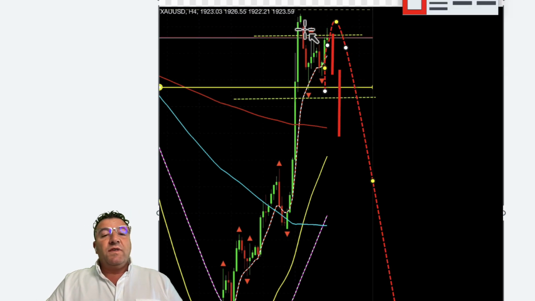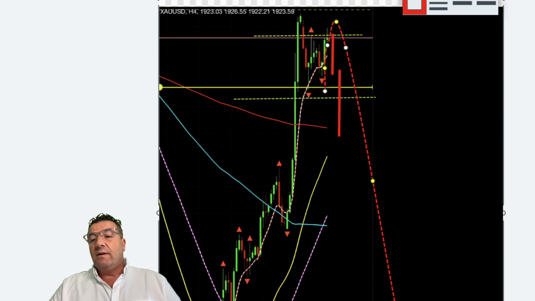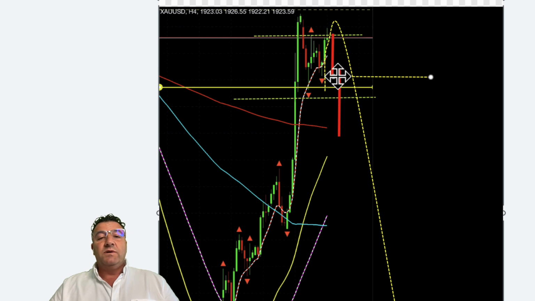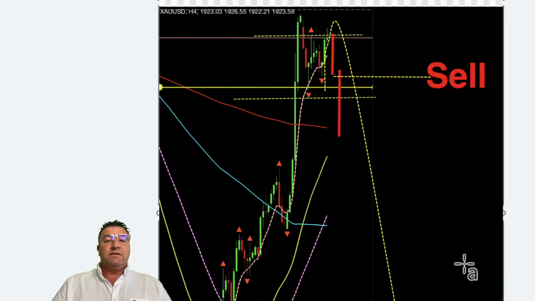So what do I do with these? What do I do with these buy trades that are in loss? I leave them. Okay, I'll open up a sell trade. I'm going to put the sell trade over here. When the second candle opens below the 8 exponential moving average, I'm going to put in a sell trade. Okay, that's my sell trade.